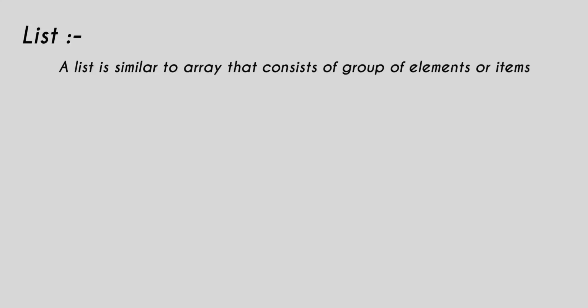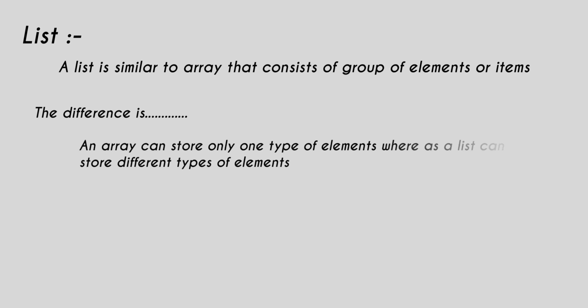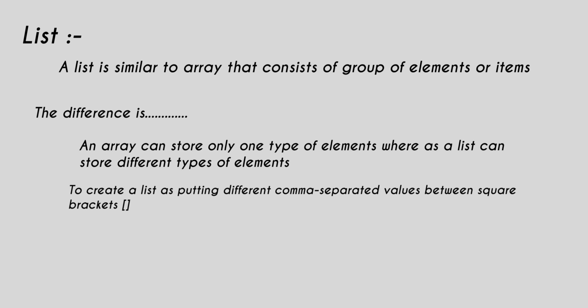Today, our topic is about list comparisons with Python programming. List comparisons. A list is similar to arrays, consisting of a group of elements or items. The difference is, an array can store only one type of element, whereas a list can store different types of elements. To create a list, put different comma separated values between square brackets.